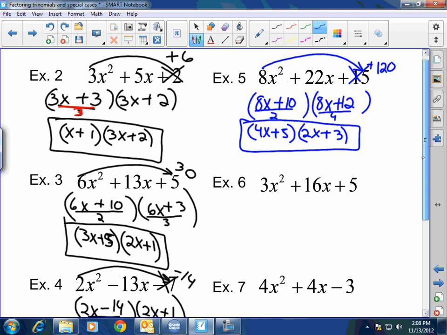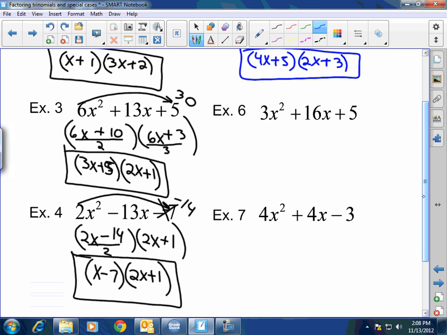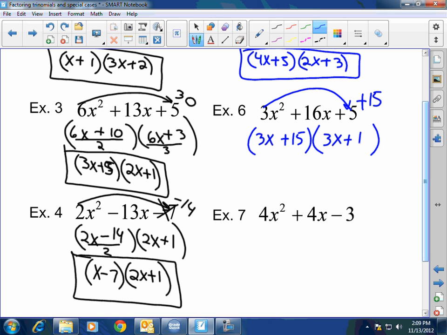Example 6. My setup, 3x, 3x, 3 times 5 is 15. What times what is 15, but when added together is 16? Positive 15 and positive 1. Artificial factor of 3, so x plus 5 times 3x plus 1. Have a good day. You're done.